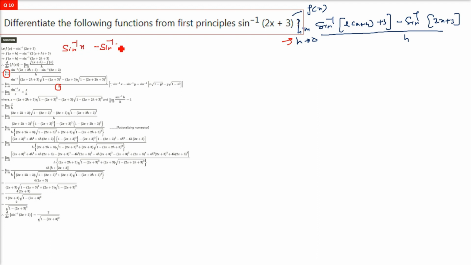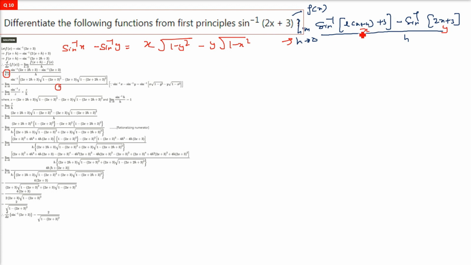Sin inverse x minus sin inverse y is sin inverse of x into under root 1 minus y square minus y into under root 1 minus x square. This is a relationship you have to follow, where x is 2 into x plus h plus 3, y is 2x plus 3, and limit h tends to 0 I will be taking wherever it is required.